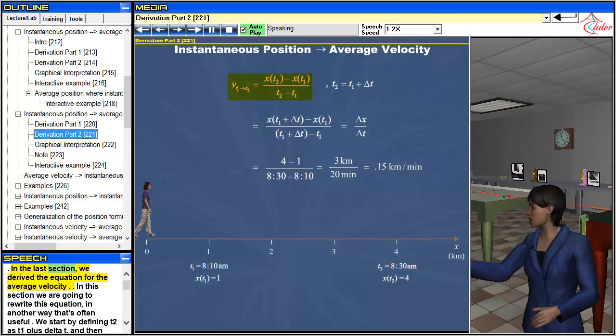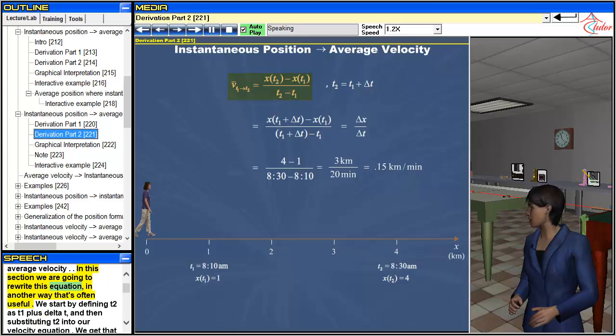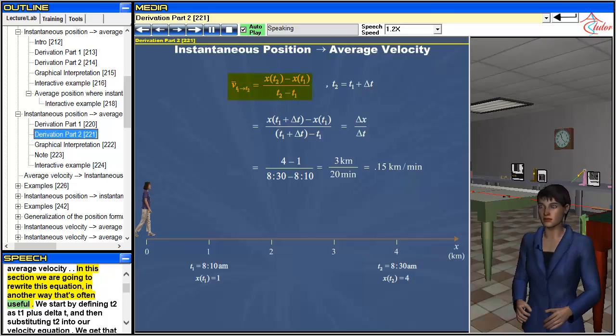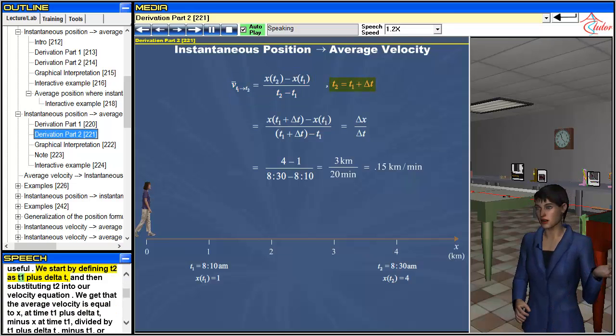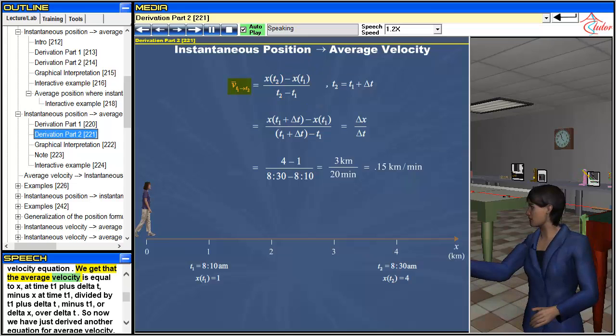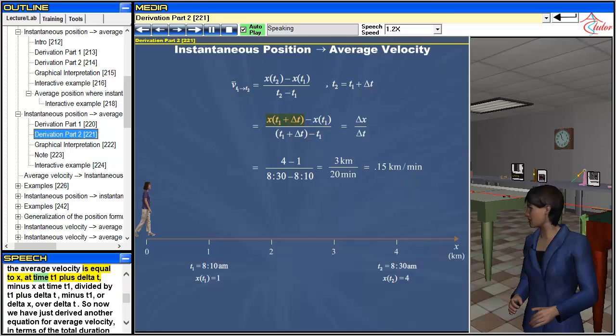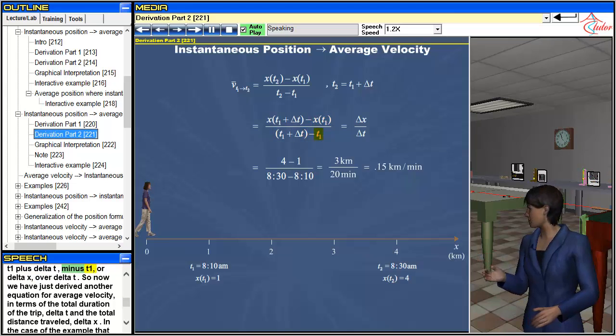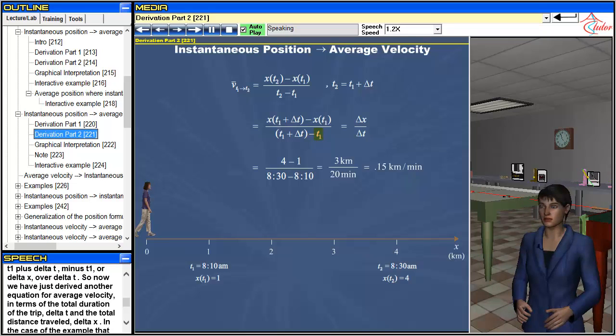In the last section, we derived the equation for the average velocity. In this section we are going to rewrite this equation in another way that's often useful. We start by defining t2 as t1 plus delta t, and then substituting t2 into our velocity equation. We get that the average velocity is equal to x at time t1 plus delta t, minus x at time t1, divided by t1 plus delta t, minus t1, or delta x over delta t.